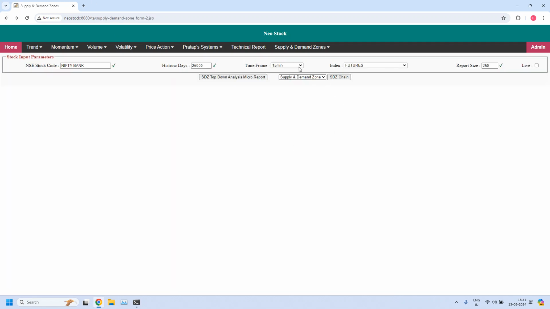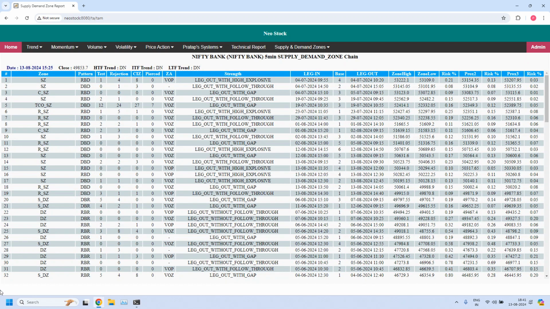And the last time frame is 5 minutes. I am generating the 5 minute supply demand zone chain for Bank Nifty. So this is about the Bank Nifty supply demand zone chain. We have completed both Nifty and Bank Nifty.